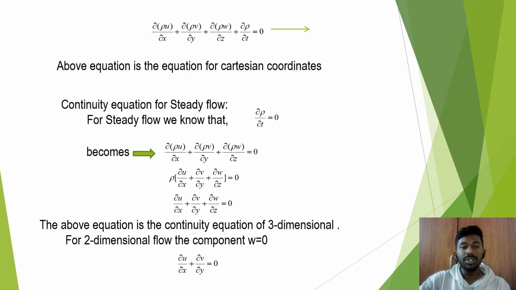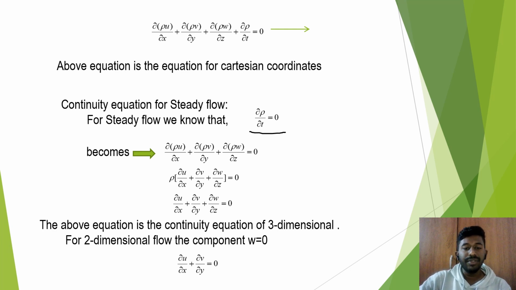Now we also need to find out the continuity equation for steady flow. For steady flow, we note that the mass of fluid with increasing time is always constant. So therefore, del rho by del t is equal to 0. So the above equation becomes del by del x of rho u plus del by del y of rho v plus del by del z of rho w is equal to 0. Now by taking density common, del u by del x plus del v by del y plus del w by del z is equal to 0.